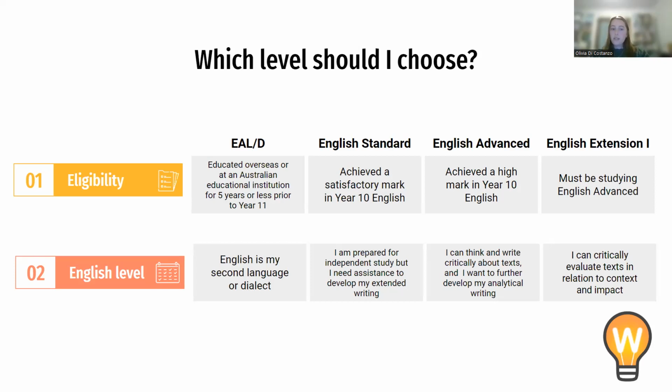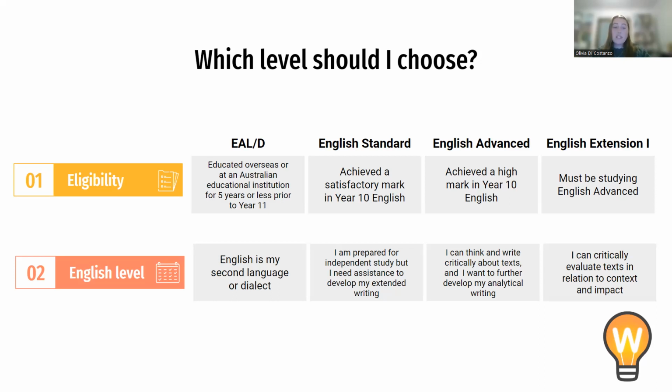With the other levels, as a general rule, achieving a satisfactory mark in Year 10 will allow you to take English Standard, whilst you may need a higher mark to choose English Advanced, just given the kind of level and the nature of the subject. And then to take English Extension 1, you must also be studying English Advanced.